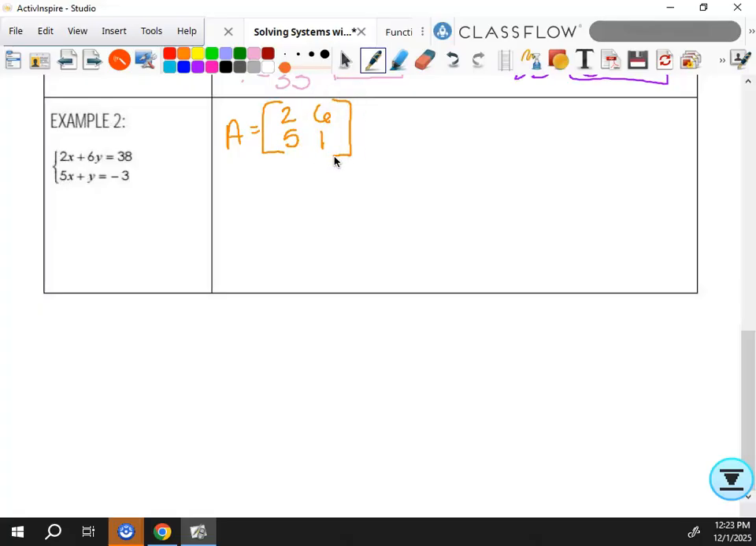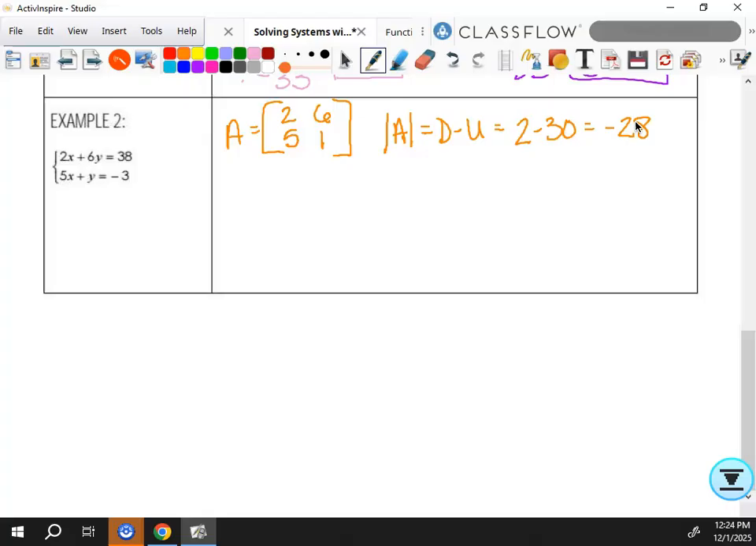Two, 6, 5, 1. We agree with that? Okay. So now define the determinant of A. Down minus up. Yes, it is down minus up. All right. So we get negative 28. Any questions about where any of that came from?